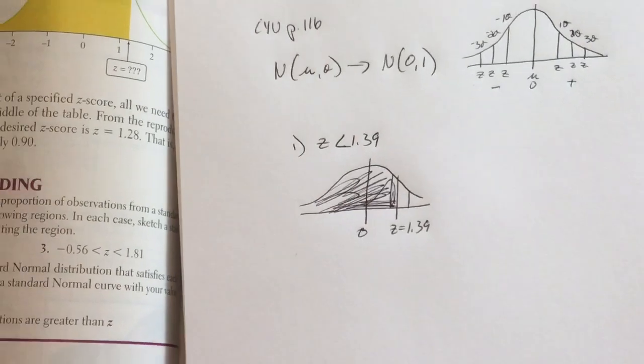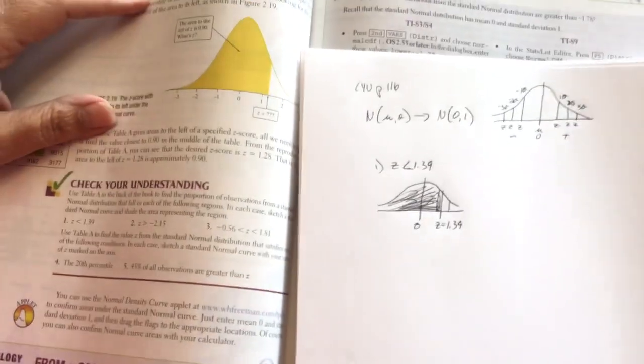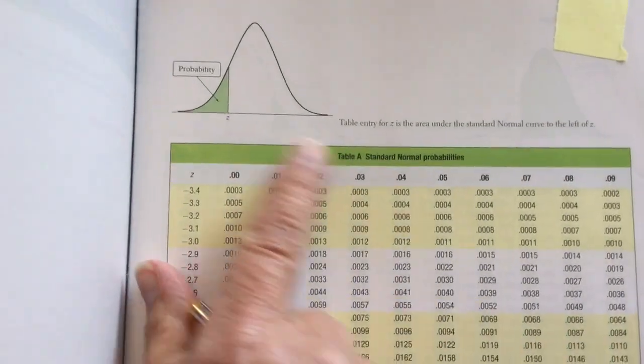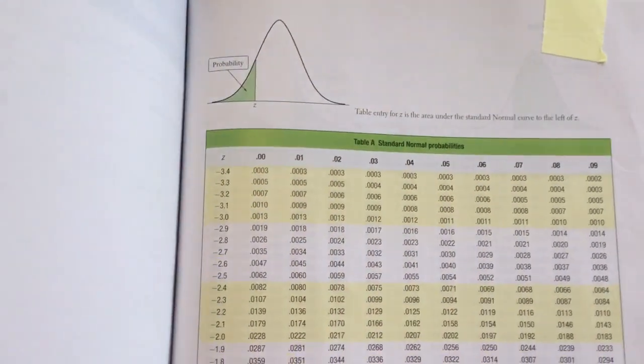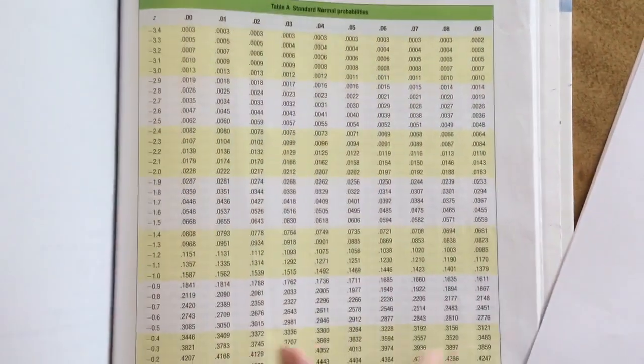Perfect shading. So the z-table is in the back, and I'm going to show you the z-table because the book references it, but we're not going to use the z-table. We're going to use our calculator. But in the back of the book, you have standard normal probabilities. It's got z's. That's how I know it's a z-table. One side are your negative z's, which are to the left of the mean. The other side are your positive z's, which are to the right of the mean.